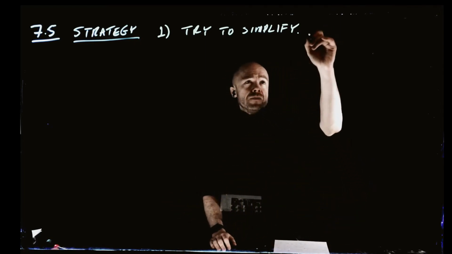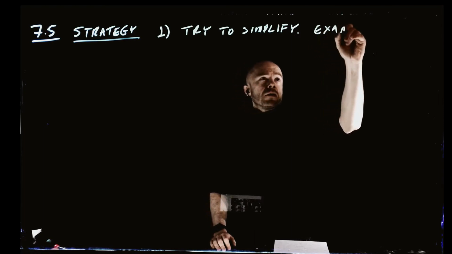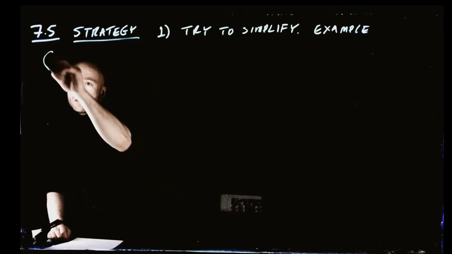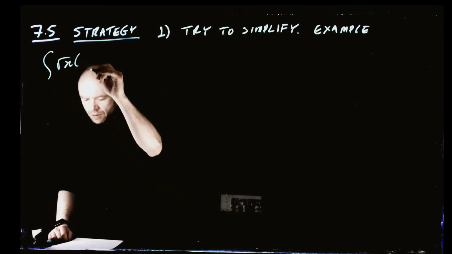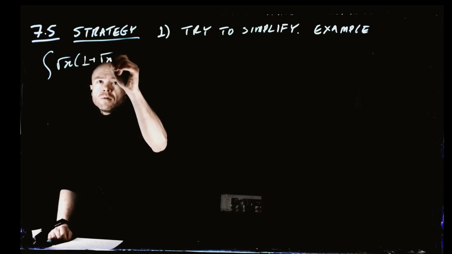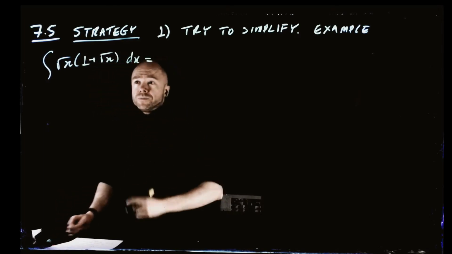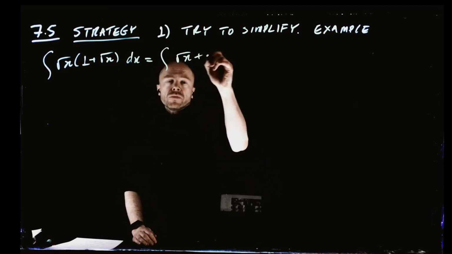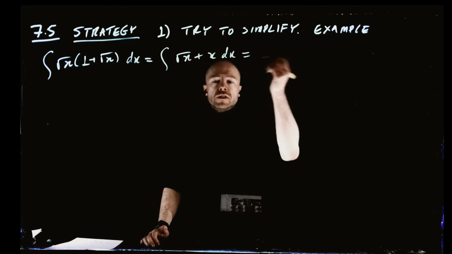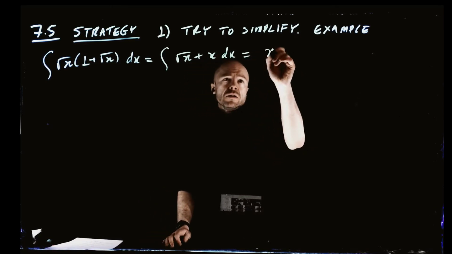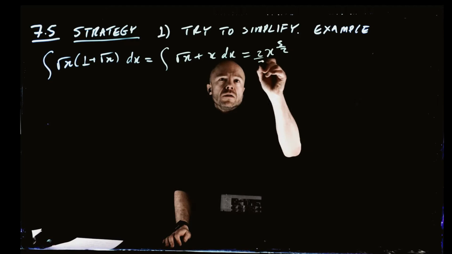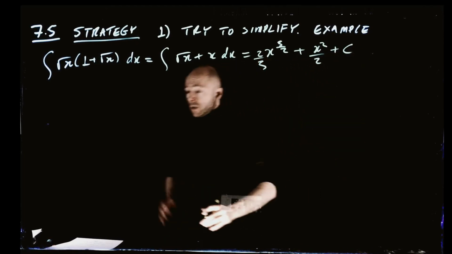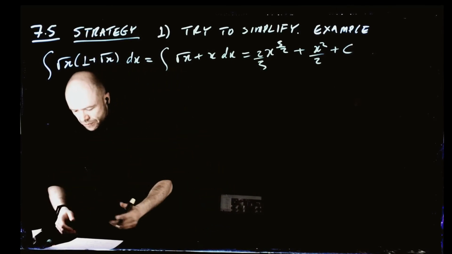So here's an example. Suppose we have something like this. We have the integral of the square root of 1 plus square root of x dx. We're just going to multiply through by the square root. And now this is an easy problem. These are just powers of x, right? So before you do anything, see if there's some simple algebra to do.